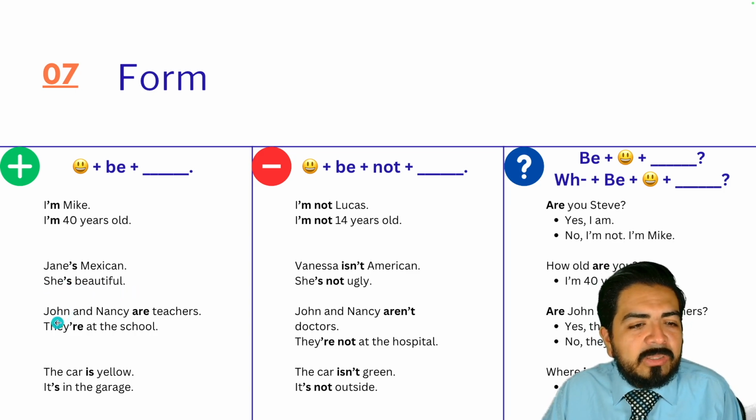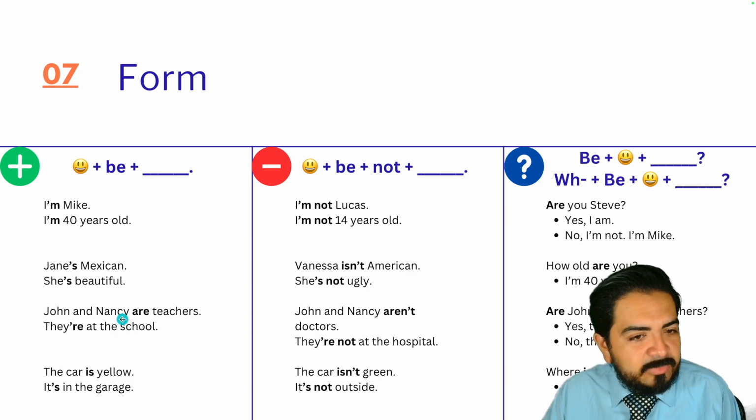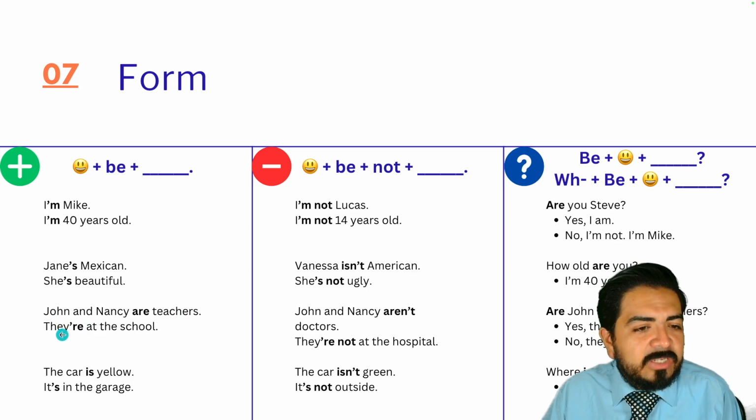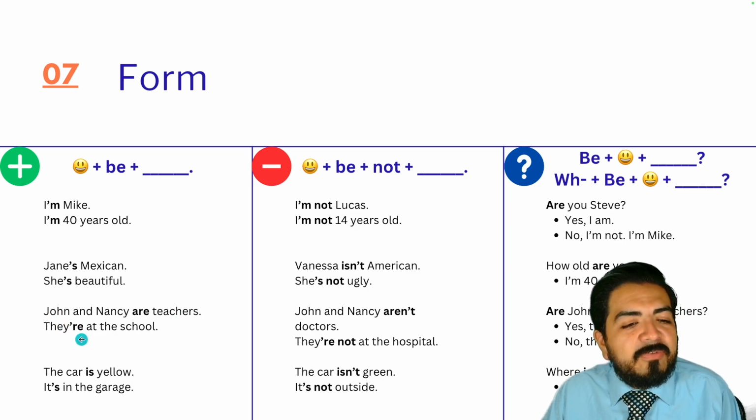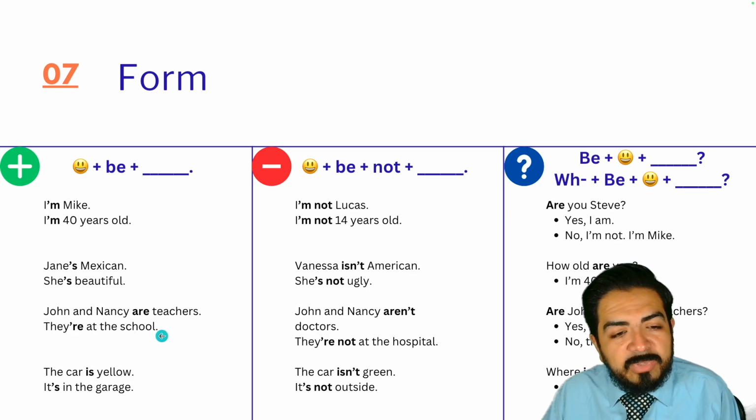Then we have a plural. John and Nancy are teachers. They're at the school. John and Nancy is the subject. The verb be is are, and the complement is teachers. They is the subject, are is the verb be, and finally at the school is the complement.